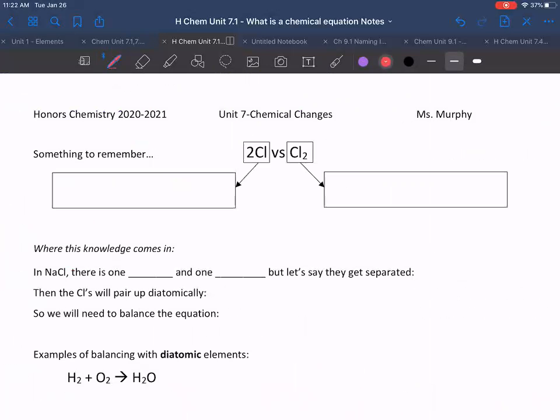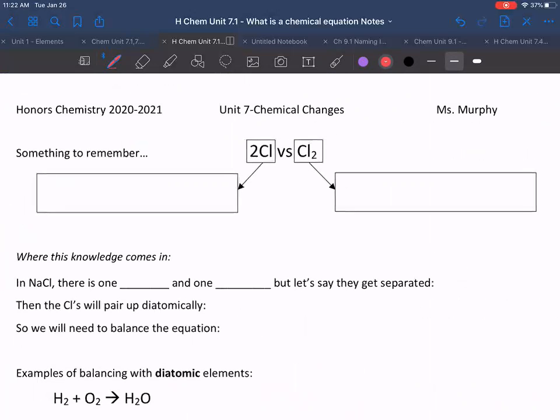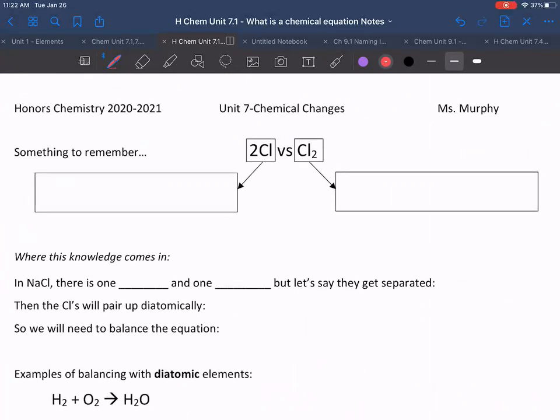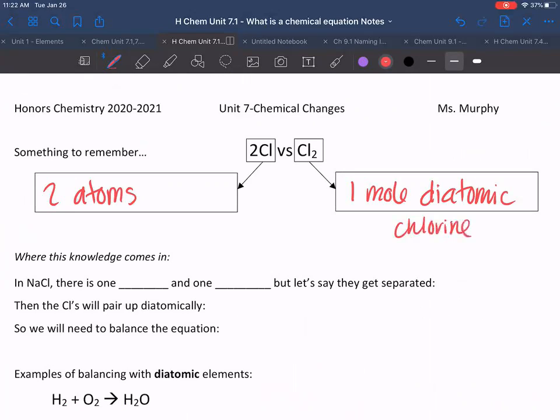Something to think about, the diatomic elements. So we're going to have to remember which ones those are. Those ones are important because having 2Cl, where you're just talking about 2 atoms of chlorine on its own, versus a mole of diatomic chlorine, you've got to remember that those things are different.